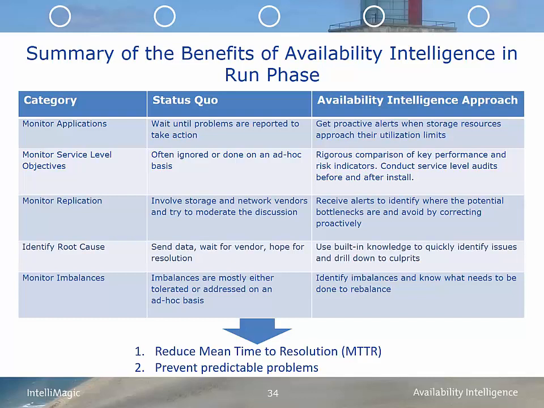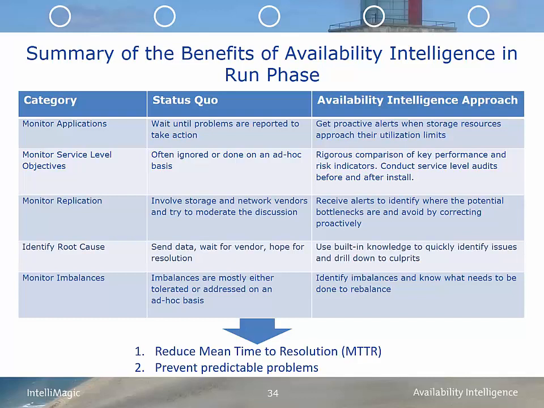First, monitoring applications. You can wait until problems are reported to take action, or you can get proactive alerts when storage resources approach utilization limits. Monitoring SLOs. These are often ignored or done on an ad hoc or reactive basis. You could do rigorous comparison of key performance and risk indicators and conduct service level audits before and after the install. Monitoring replication. You can involve storage and network vendors and try to moderate the discussion, or you can receive alerts proactively to identify potential problems and correct them before they become a major issue.